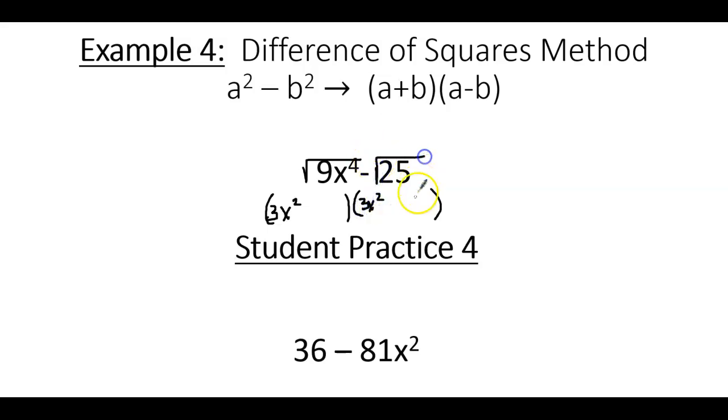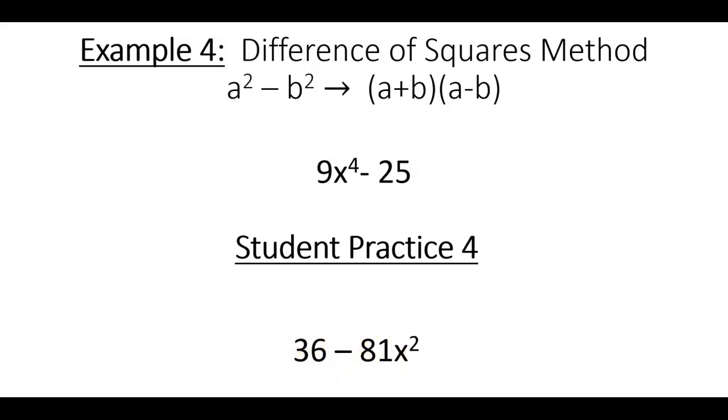Then we take the square root of the 25, which is 5 and 5. And you're just going to make one of them a plus and one of them a minus. And it doesn't matter which one you call the plus and the minus. Okay? And that's what we call the difference of squares. That's one of my favorite ones. Nice, quick, and easy. All right, you try number 4 there. See how you do with it.